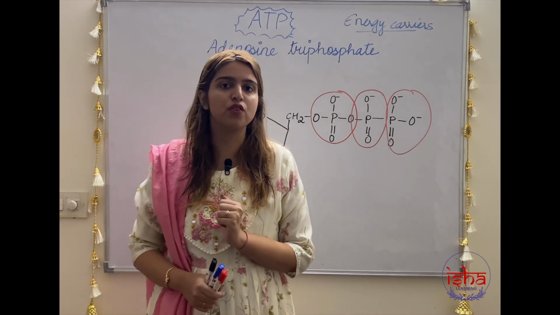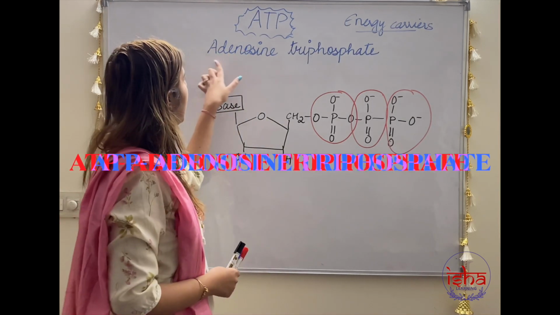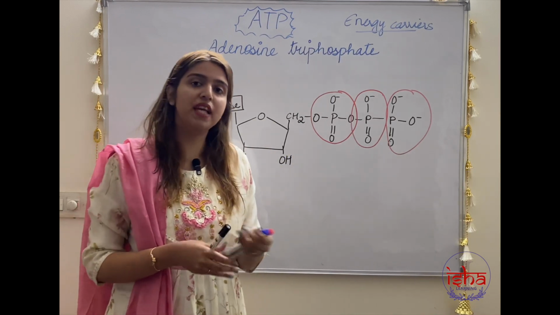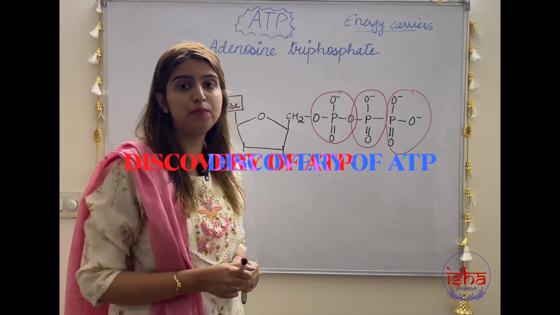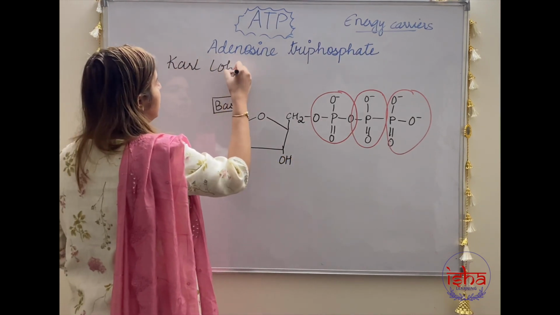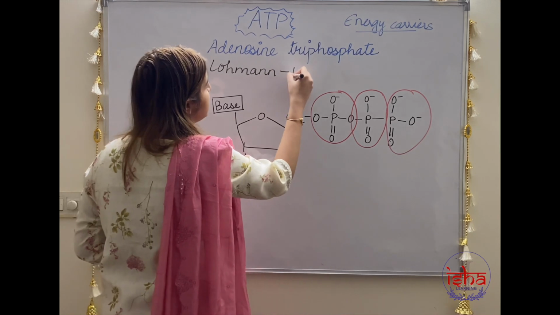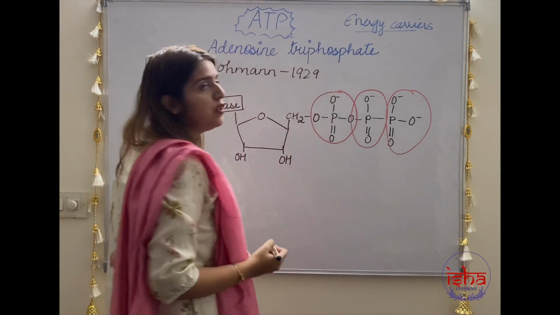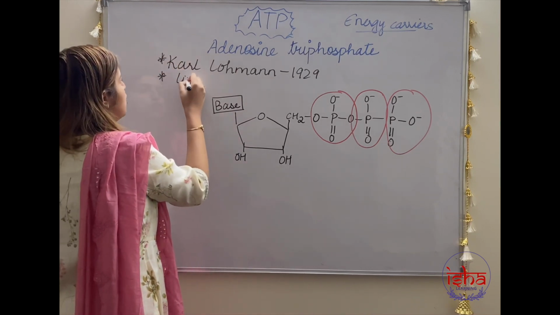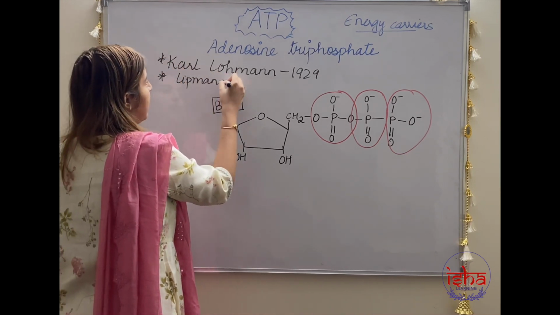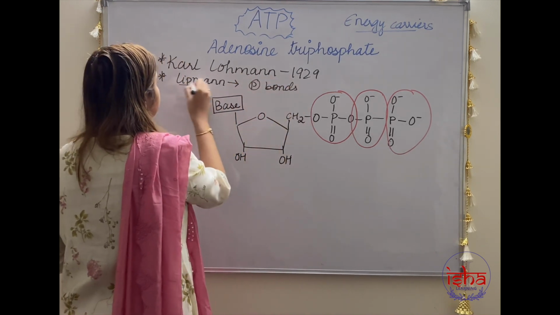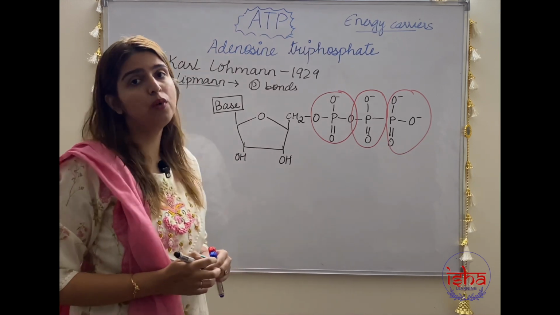What is the full form of this molecule? ATP stands for adenosine triphosphate. Now let's talk about the very basics of who discovered ATP and when. Well, it was discovered by a scientist known as Carl Lohmann in the year 1929. But it was eventually a scientist by the name of Lippmann who showed that this molecule had high energy phosphate bonds, and the bonds, when broken, released the energy from this molecule.